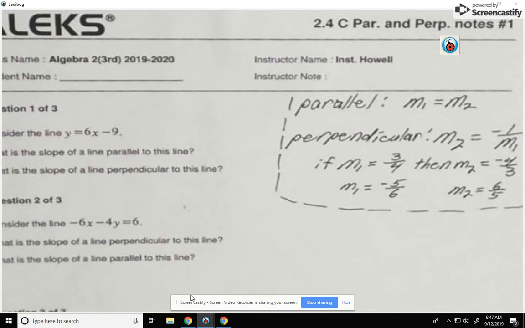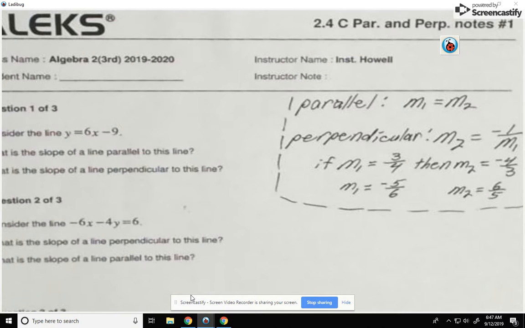This is the notes for 2.4c parallel and perpendicular lines. For parallel lines, your slopes have to be the same. For perpendicular lines, you're given the definition that m2 has to equal -1 over m1.